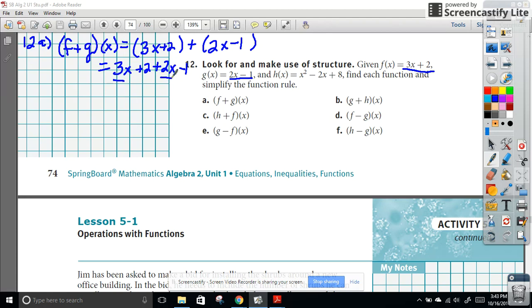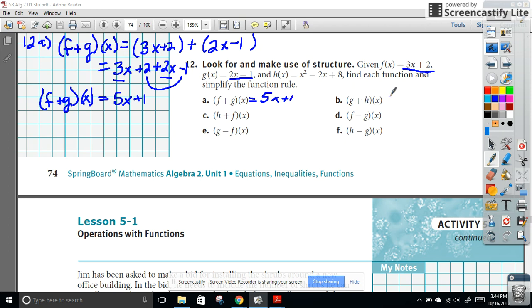Combine like terms. Combine my 3x and my 2x together. What happens if you put 2x's and 3x's together? You get 5x's. Put together the positive 2 and the negative 1. A positive 2 and a negative 1 go together to make a positive 1, I believe. And that is the answer to f plus g of x. Find each function and simplify the function rule. So that one is 5x plus 1.